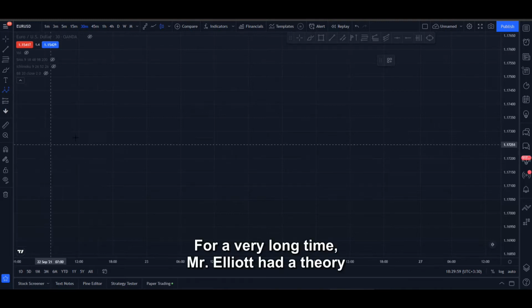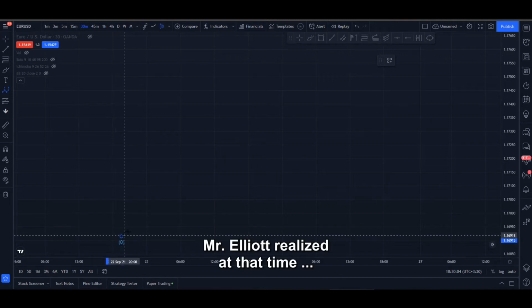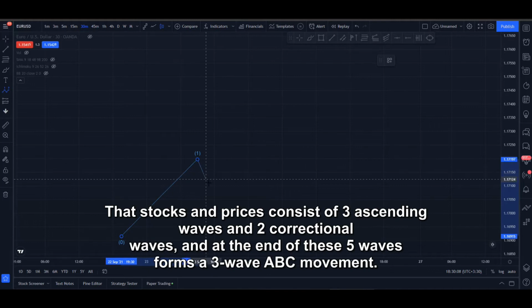For a very long time, Mr. Elliott had a theory. Mr. Elliott realized at that time that stocks and prices consist of 3 ascending waves and 2 correctional waves, and at the end of these 5 waves forms a 3-wave ABC movement.